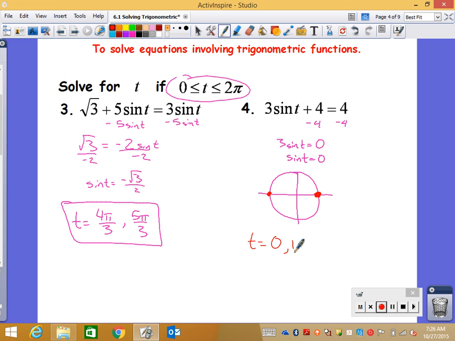That's pi. However, because I set up my bounds, including 2 pi, I have to go one full circle again back to home base, and that 2 pi is included in my interval. So I have to include that in my answer. So notice I get 3 answers for this one, 0, pi, and 2 pi, because I included both 0 and 2 pi in my interval. So I have to include both in my answer because they're both angles that satisfy this.